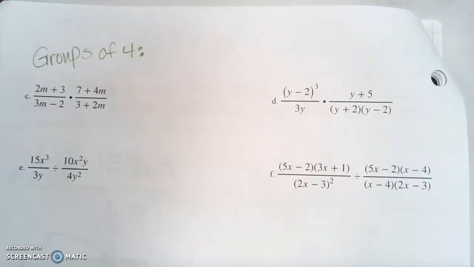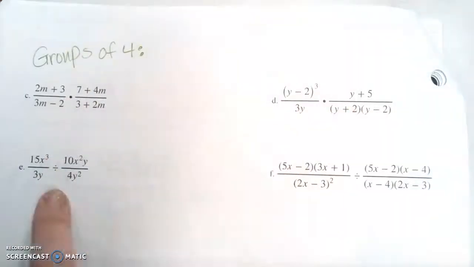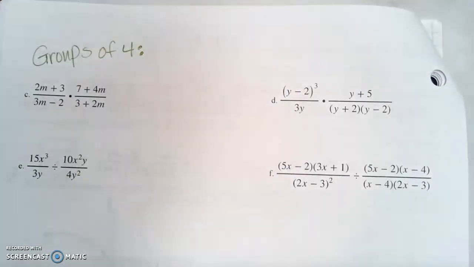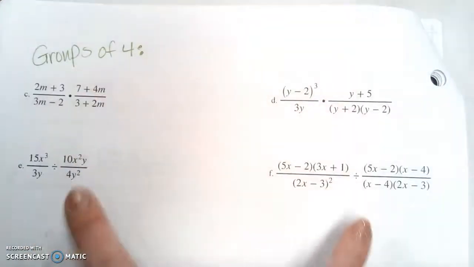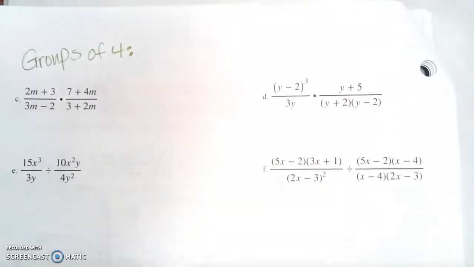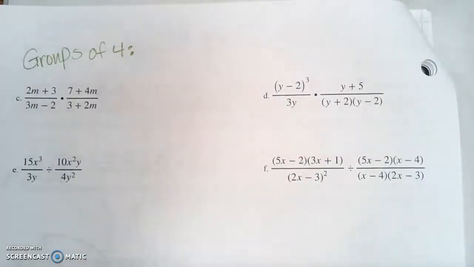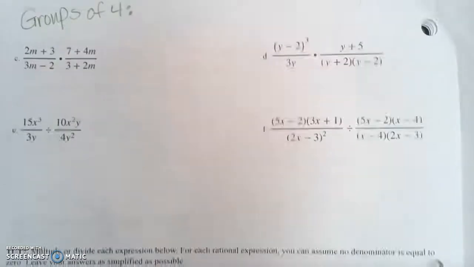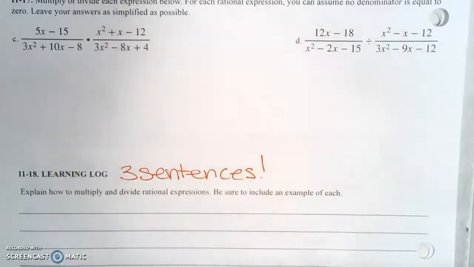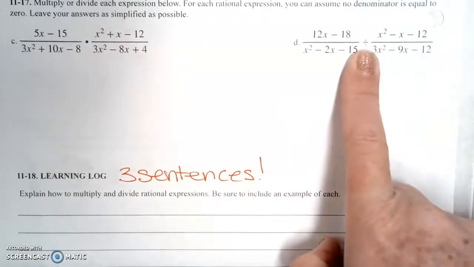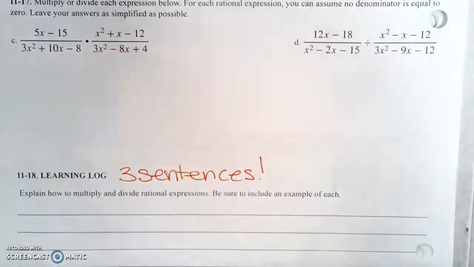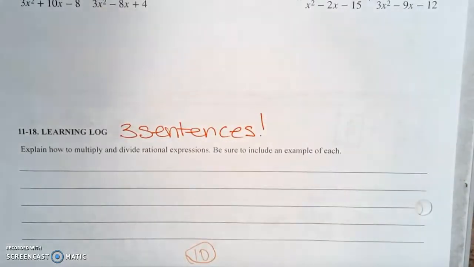You guys are going to do C, D, E, F in your groups of 4. So these two are multiplying. These two are dividing. They also want you to state the excluded values for each of them. And then for question 17, another multiply and divide. And then down at the bottom is your learning log. I want 3 sentences. Try and do that as a group. And, maybe within your group of 4, each of you come up with a sentence and have 4 sentences.